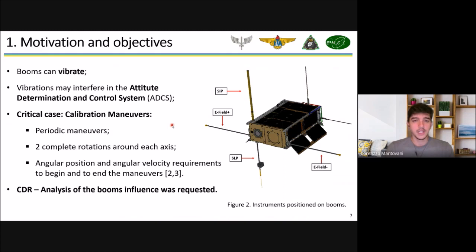So we consider that the critical cases are the calibration maneuvers, where the satellite needs to perform these periodic maneuvers, rotating twice around each of its axes. And it also needs to meet some angular position and angular velocity requirements, both to begin and to end these maneuvers.